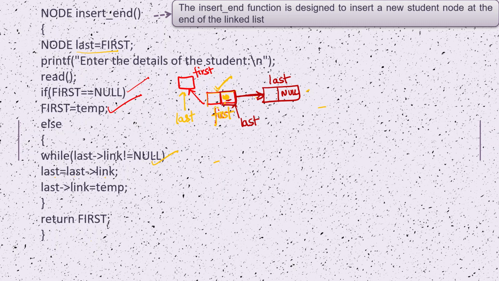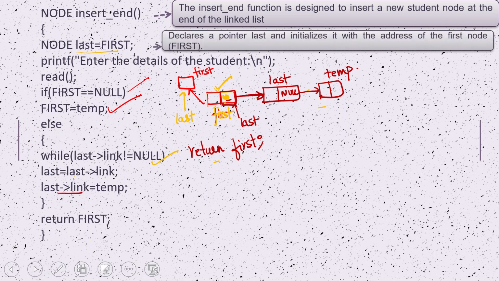Okay. Now last of link, this line. Okay. Last of link will now point towards temp. That is what is happening over here. And then we will return the first. Return the first. This is the logic.